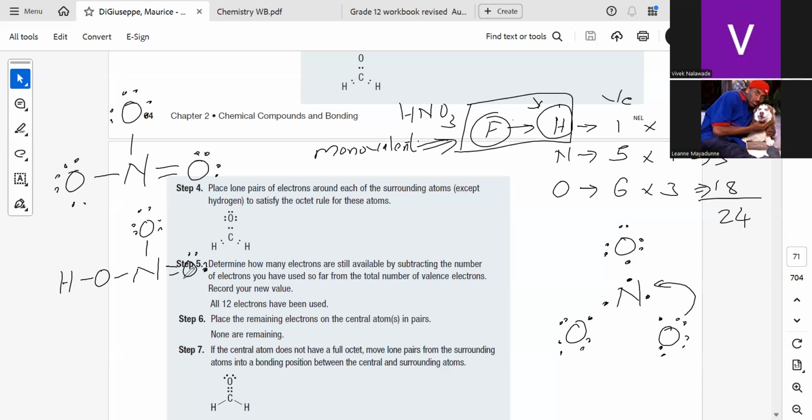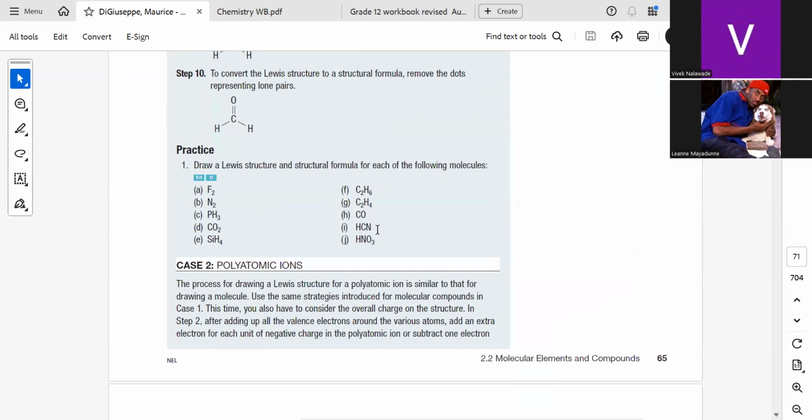I sent the photo. So I got the image and it's correct. Okay, so now let us try PH3.